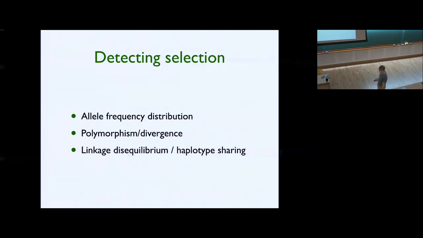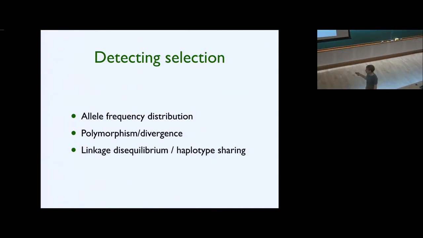allele frequency distribution. And again, the reason I'm putting this up here is that for all of these, people look at the allele frequency distribution, they look at polymorphism versus divergence with some other species, they look at linkage disequilibrium or haplotype sharing. And what do they look for in all these cases? They look for deviations from neutrality, and the neutrality you get from the coalescent model, right? That's how it works in all these cases.